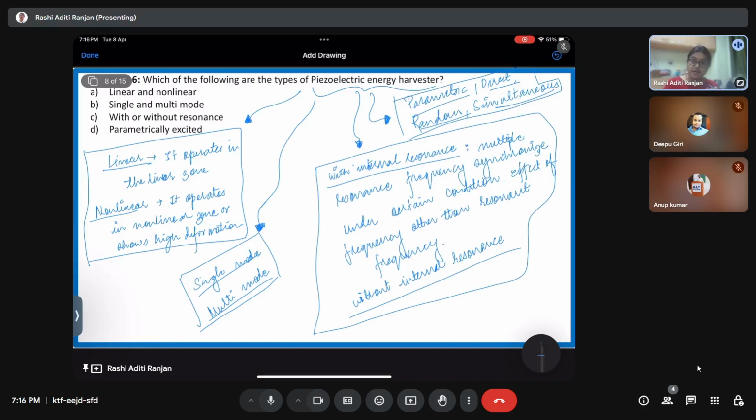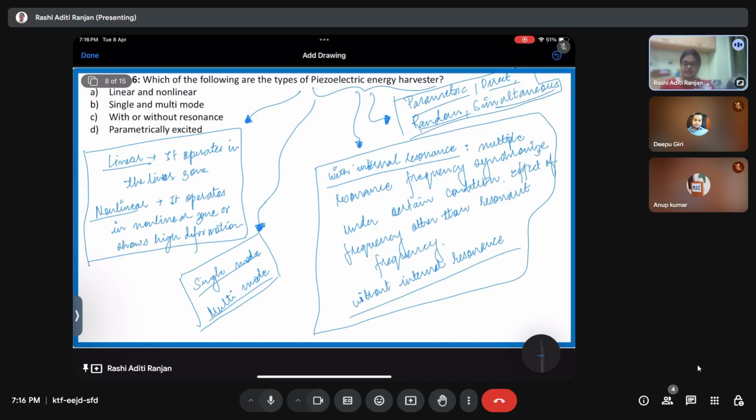Then we could have random excitation. By random excitation, we mean that direct excitation is in terms of force. Parametric excitation shows some kind of a repetitive or periodic behavior. Random excitation could be that even if a direct excitation is there, or even if a parametric excitation is there, it is not periodic in nature. It is random with respect to time, right?